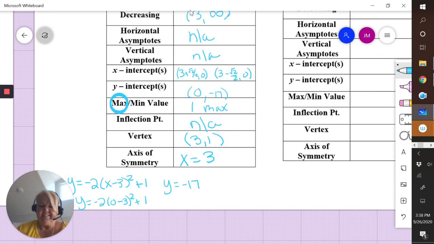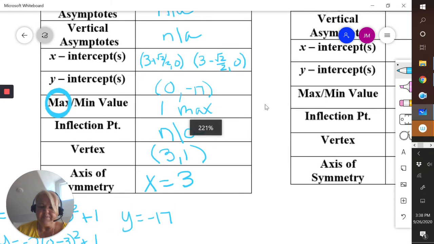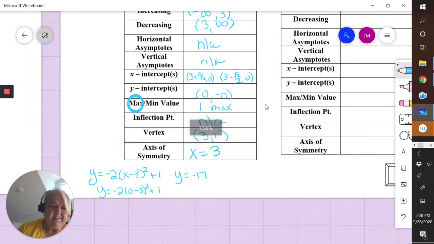Okay, all right, for sake of time, I'm not going to do another transformation. We may do one in class. Okay, good luck with this.